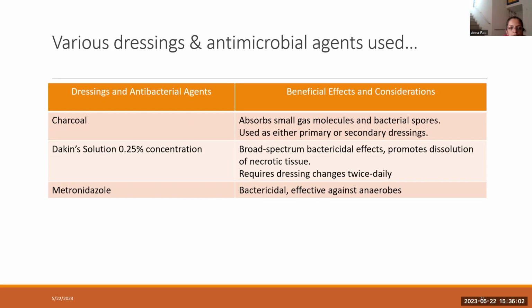Even Dakin's solution is also quite useful. That is sodium hypochlorite, right? It has broad spectrum bactericidal effects, and it also removes the necrosed tissues, and that's how it helps in removing bad odor from the wound.